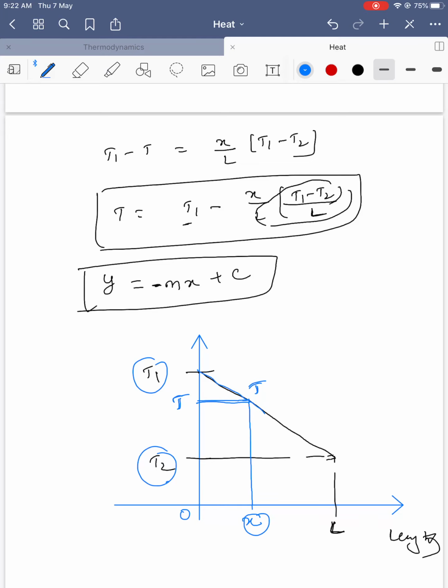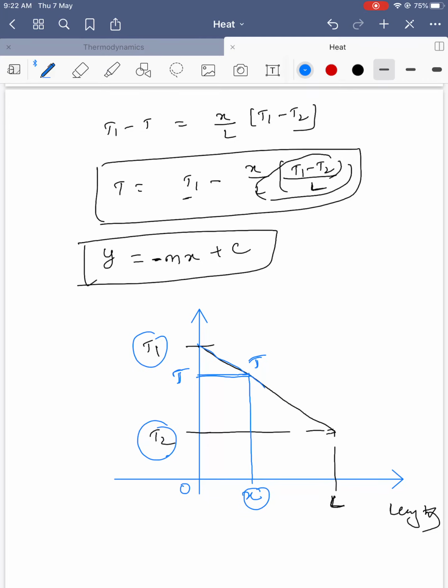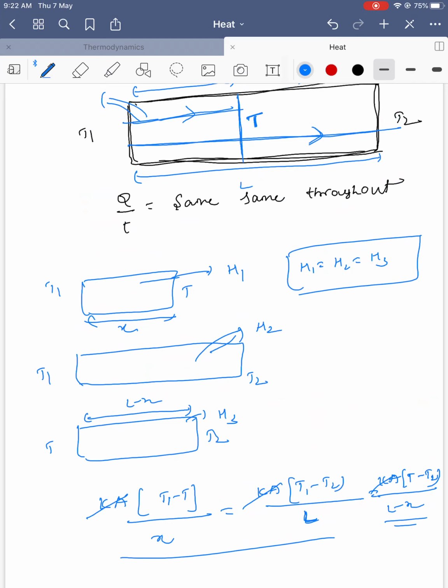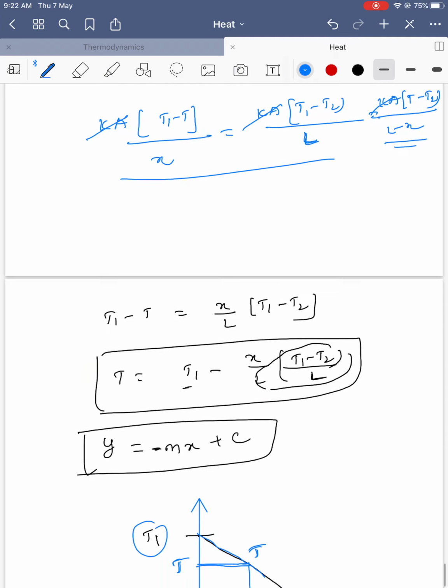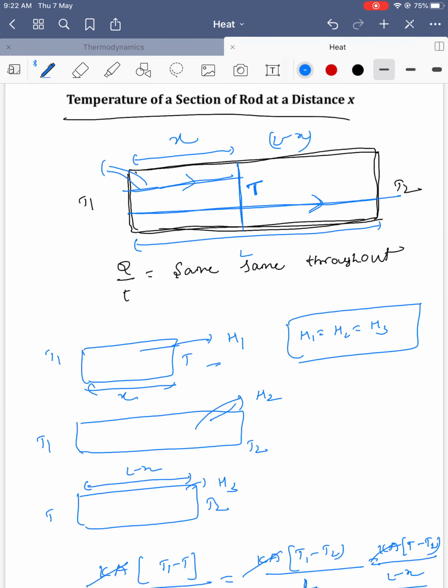So this is how we will find it. Even from the graph you can find it, but better than the graph you can use this method. The graph is easy, but I am saying this because it will link to the next classes.